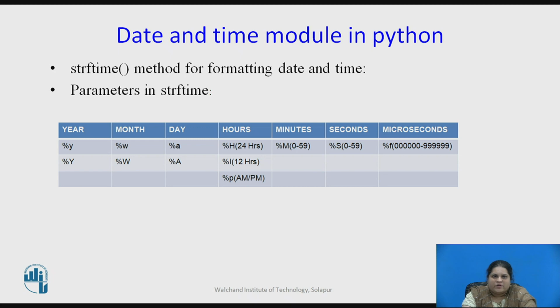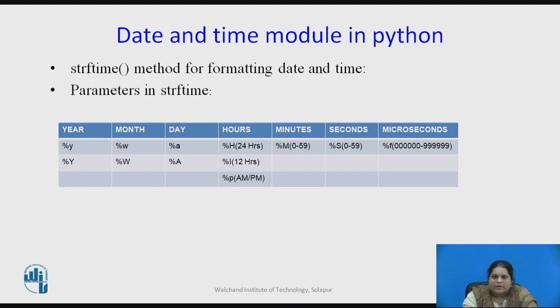So if you observe here, first of all, in the first column there is the year, and 2 variables are there. For example, percentage y, that is a percentage small y, and percentage capital Y. So whenever we are using the percentage small y, in that case, whatever the year is there, for example if the year is 2023, whenever there is a percentage y, that means the short version of that year will be displayed. That means 2023 will have only the 23 in it.